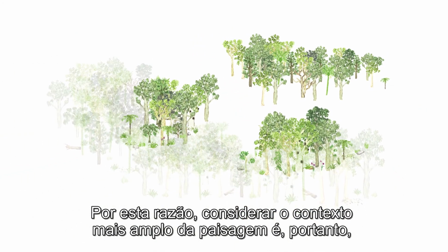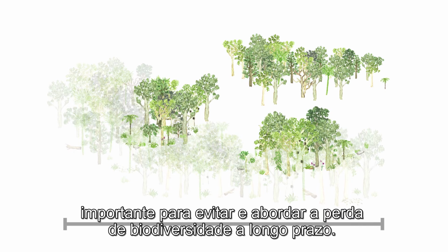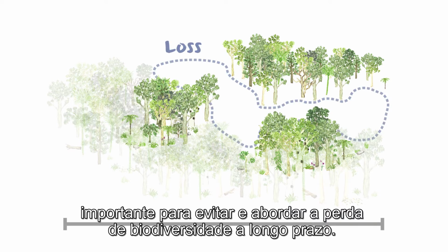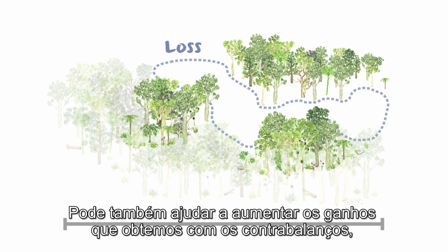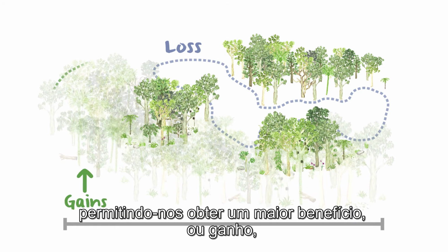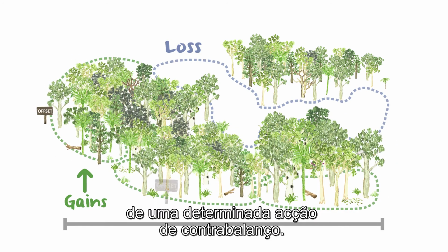Because of this, considering the broader landscape context is important for avoiding and addressing biodiversity loss in the long term. It can also help increase the gains we get from offsets, allowing us to achieve a larger benefit from a given amount of offset action.